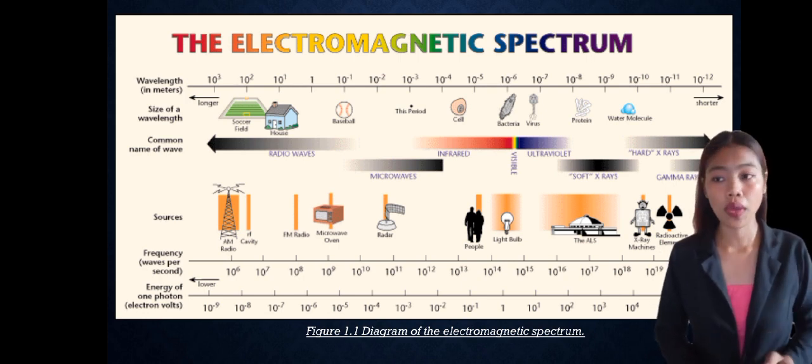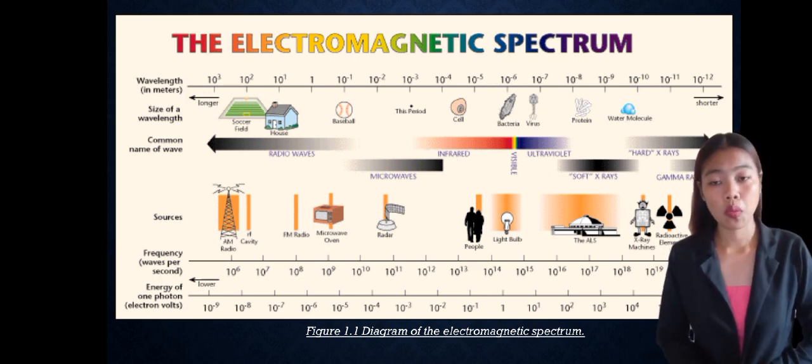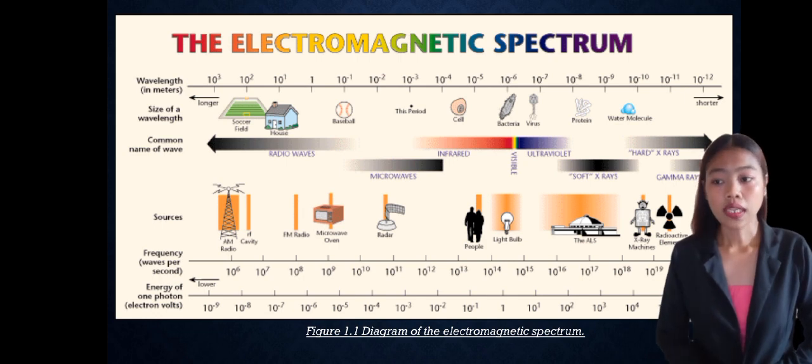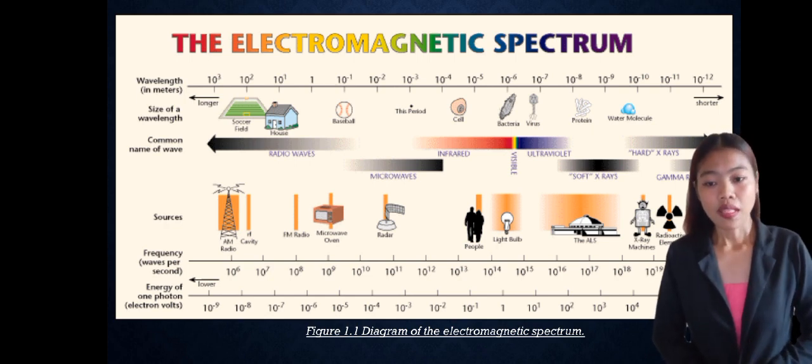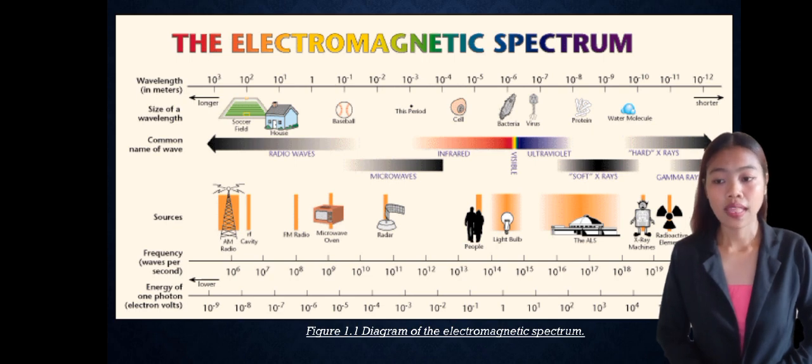Radio waves, microwaves, and infrared belong to the low frequency waves. Low frequency waves are also the ones that carry a lesser amount of energy. On the other hand, ultraviolet and gamma rays belong to the high frequency waves, which carry a greater amount of energy. Notice that there is a narrow band of waves in the spectrum. This narrow band is the visible light spectrum, which is the only electromagnetic wave visible to humans. All the other electromagnetic waves are not visible.